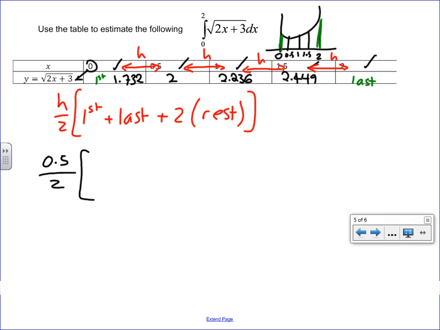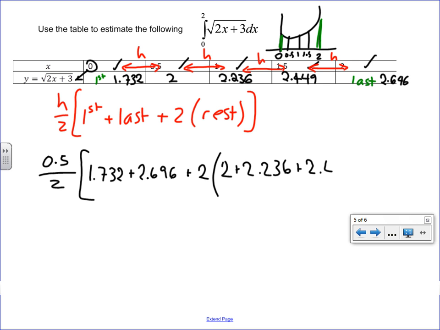And then 2 is the last one. So that's 2 times 2 is 4, and 3 is 7, root 7 is 2.646. So our first one is 1.732, and our last one is 2.646. And then we want 2 lots of 2.236 plus 2.449, which is times 2, plus 1.732 plus 2.646, times 0.5 divided by 2. I make it 4.4495.